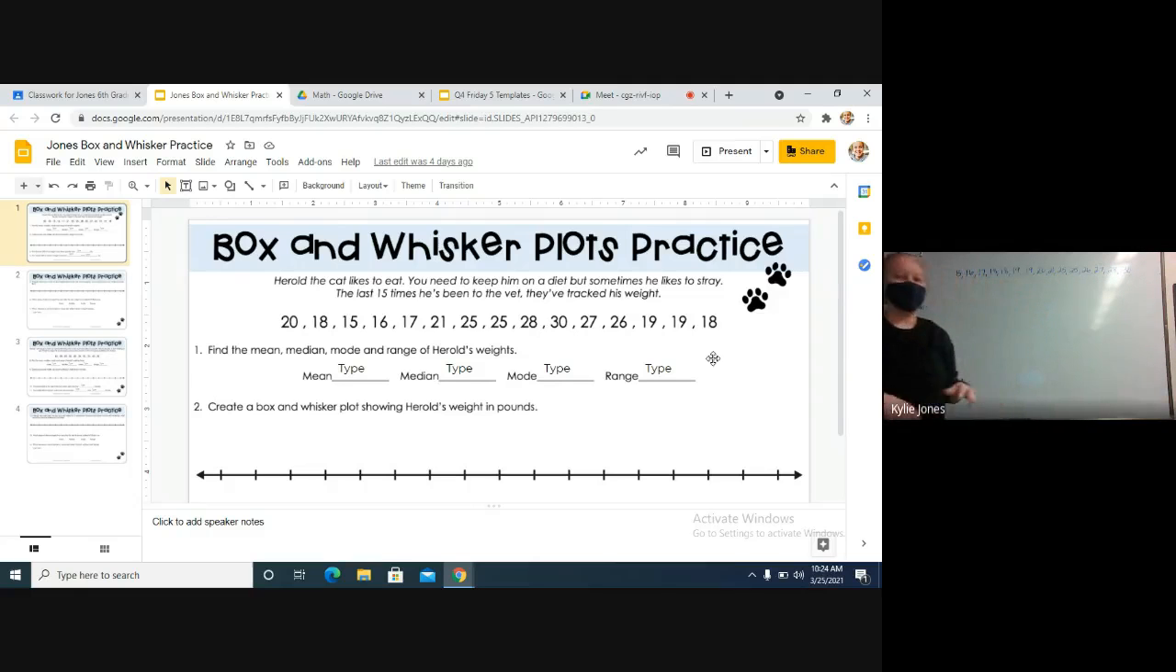Okay. Now we need to find the mean, median, mode, and range. This is what we did before break. I say we start with the mean because it's the hardest. It's going to take us the longest, so we might as well just get it out of the way, right? I'm taking that as a yes. Here we go. How do you find the mean? What do we need to do with all these numbers? Add all of them up.